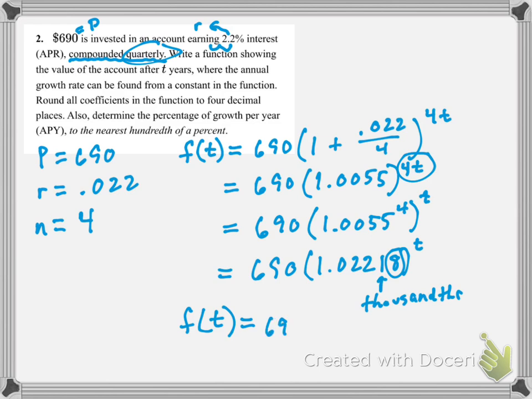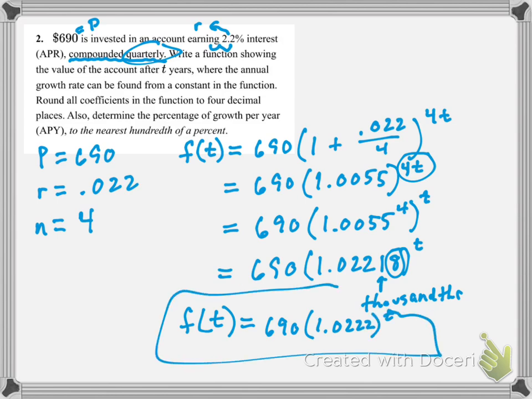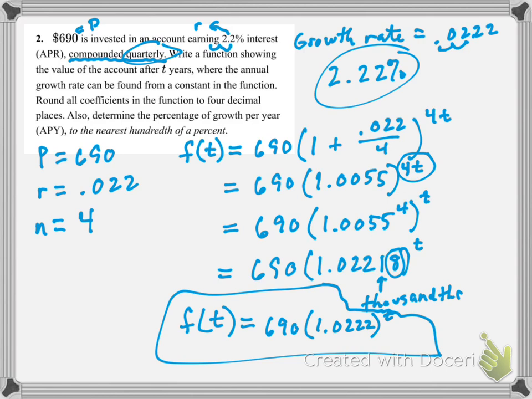So our function is 690 times 1.0222 to the t power. Okay. Now our growth rate is 0.0222. Well, move it 2 to the right, and my growth percentage was 2.22%. Okay?